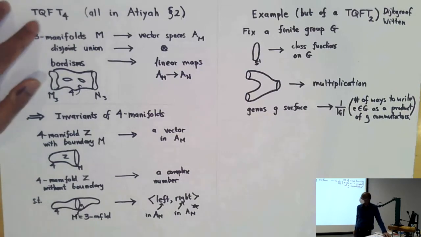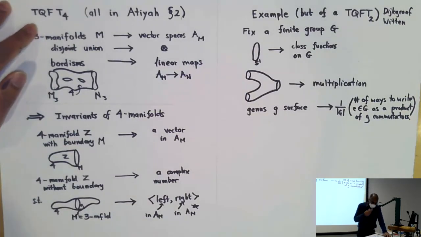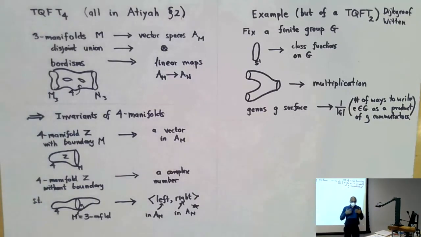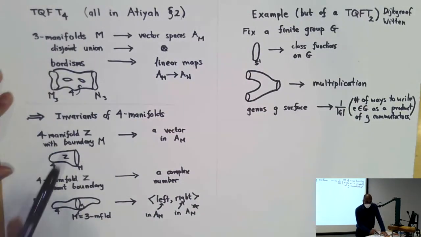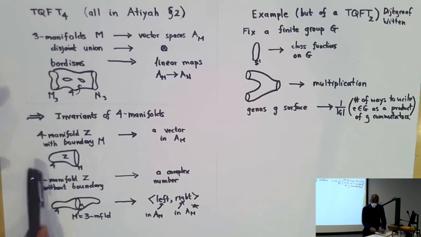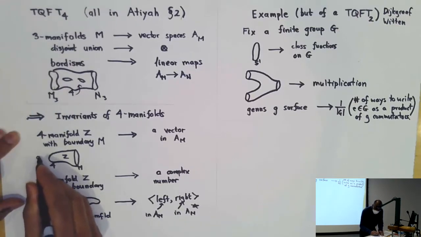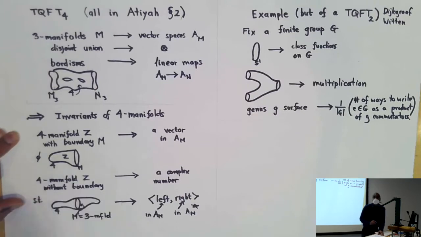Now, you may wonder why this is called TQFT4, or four-dimensional. And the reason is that there's a point of view which I think would be much closer to what a physicist might take, that if you have such a thing, it gives you an invariant, a numerical invariant of a four-manifold. Okay, so three-manifolds get assigned vector spaces, but four-manifolds just get numbers. Let me just explain how that works. It comes out of the structure. It's not an additional thing. So given a four-manifold Z with boundary M, you can think of this as a cobordism from the empty three-manifold. It's a bordism from that empty manifold to M.